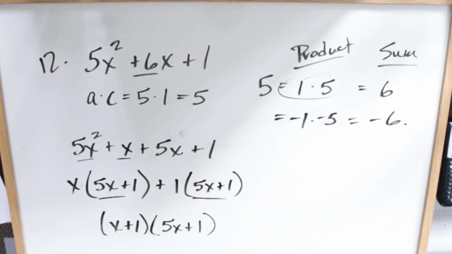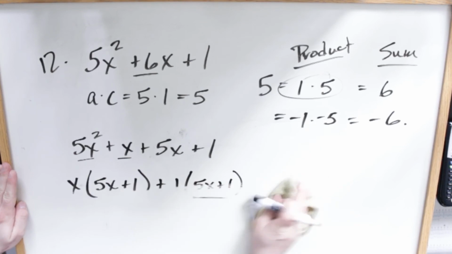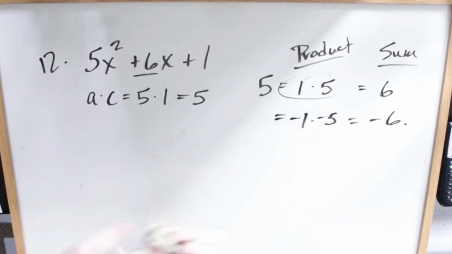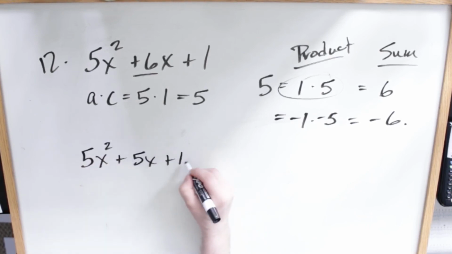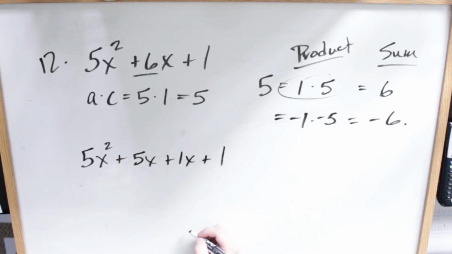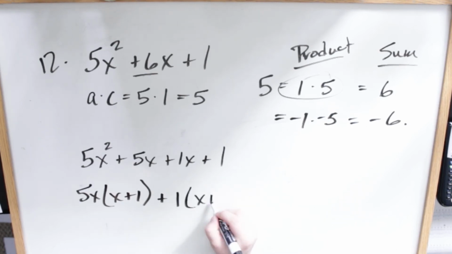So how cool is that? Now, actually, check this out. I'm kind of curious if this is going to work, because I did it that way, but if you flip the numbers around, so if you do, say, 5x squared plus 5x plus 1x plus 1, it's a little different. Here you can factor a 5x out, and you're going to be left with an x plus 1. And then here you'll factor a 1 out, and you're also going to be left with an x plus 1.